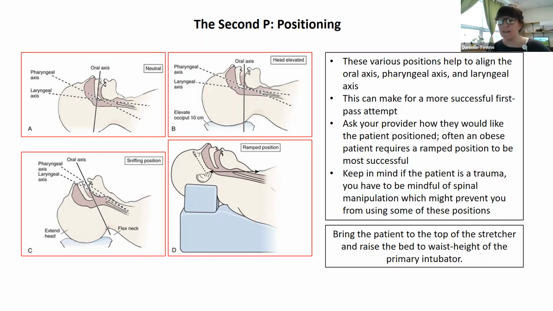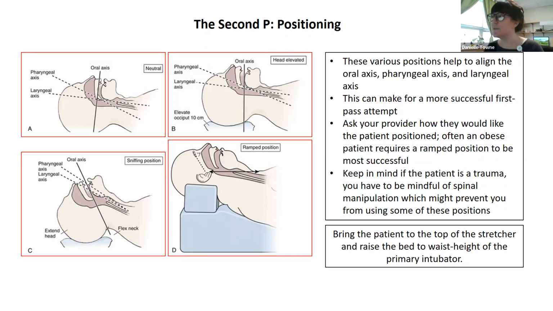And then just keep in mind that if you have a suspected neck trauma, you really have to be mindful of the spinal manipulation. But airway is paramount. If we don't get an airway, then it doesn't actually matter what happened to the spine, because the patient won't survive without an airway. So just keep it in mind if you're working with a provider.